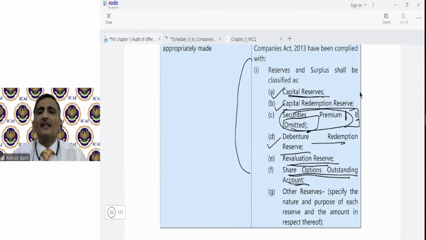Yes, Harsh Singh, reserve and surplus is a broad heading. It is a broad nomenclature used for reserves. There is no distinction between reserve and surplus as such. So the broad nomenclature is reserve and surplus, under which different kinds of reserves are shown.